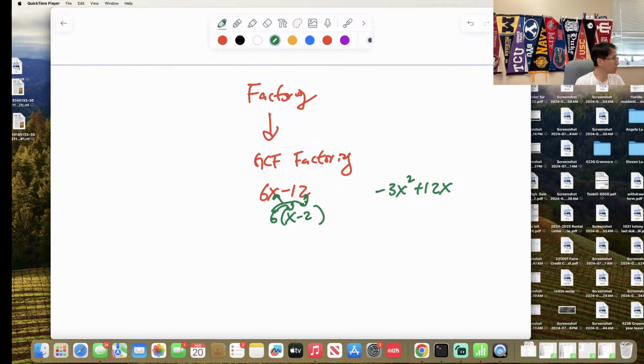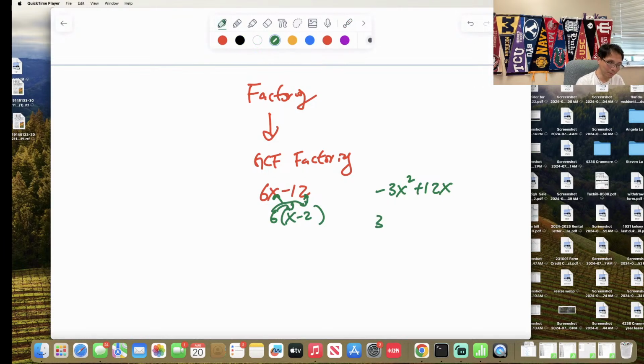What is it? Negative 3x. So you want to make sure, the reason why it's negative 3x is because they both have 3 and 12. So 3 times 4 is equal to 12. So this one has 3, this one has 3. But they both have x, so I can factor out 3x.